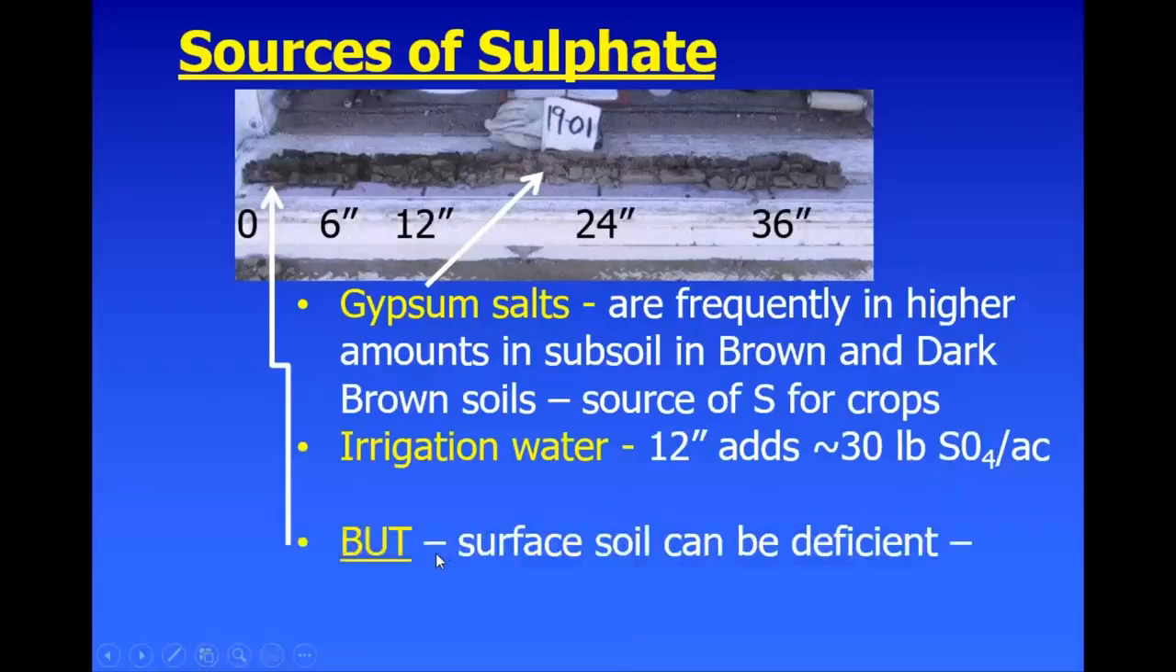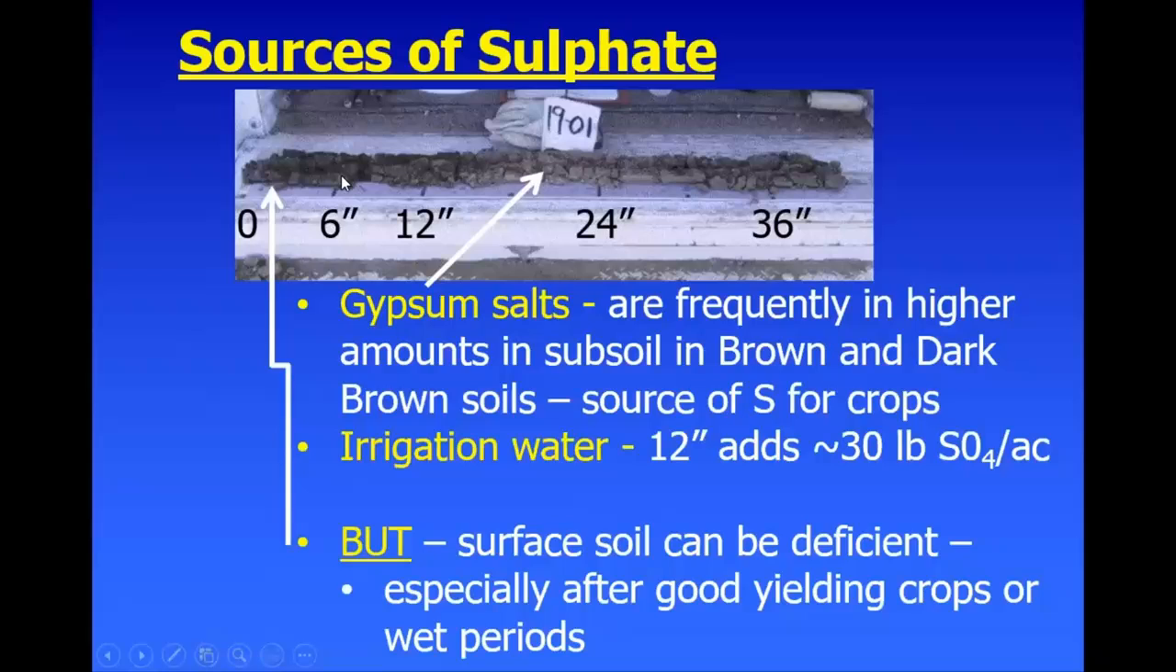And when it does, it's really when the surface soil is deficient. It's quite common to have lots of sulfur down here, but after a good yielding crop or a wet period where that sulfate, which is mobile, moves downward, we might find our surface soil is deficient in sulfate, but we have lots down here. If you have lots down here, you still may be deficient, still may be needing to put on some sulfur fertilizer. This is a good starter to get the crop going until the roots get down into the subsoil. So again, that's the importance of doing depth sampling and looking at your sulfur at the different depths.